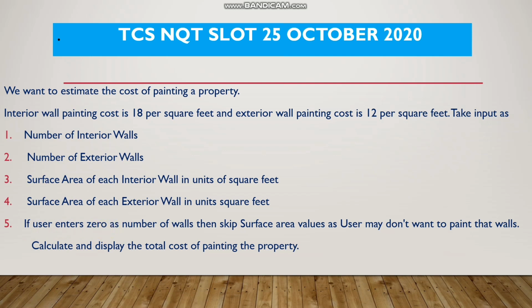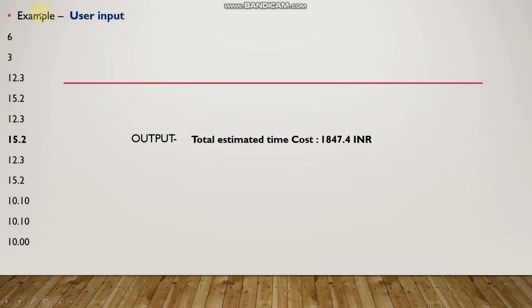Now let's see an example. If the user enters 6 and 3, 6 for the interior walls and 3 for the exterior walls, then we take 6 inputs for the interior area and 3 inputs for the exterior area. Then if you compile and run this, we will get this type of output. So we will solve this question. Let's see.